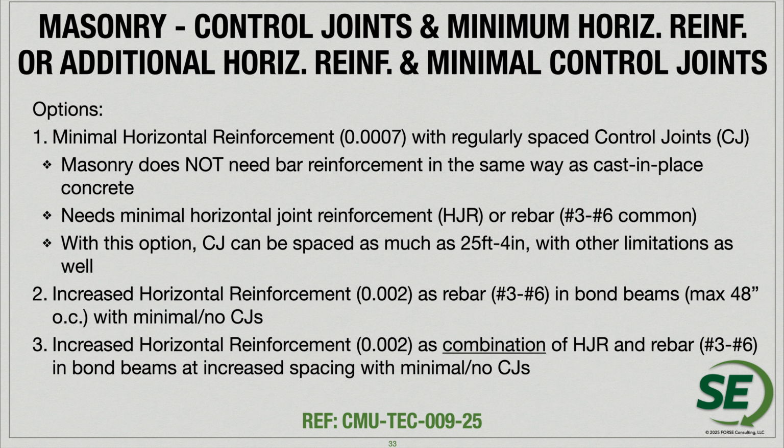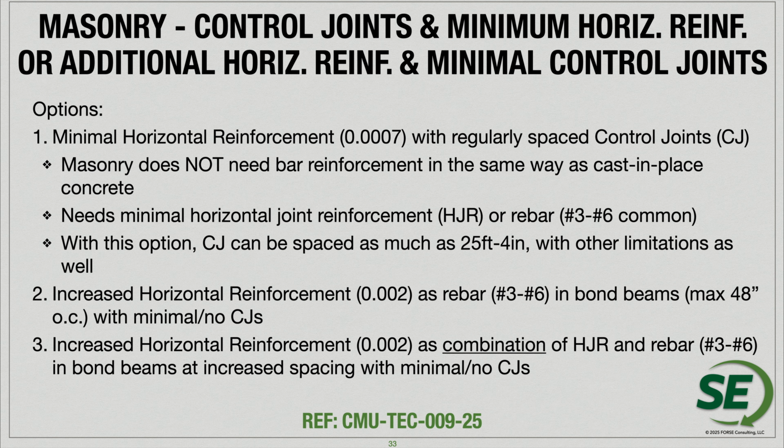And if you use a light amount of reinforcement, the 0.0007 area of steel to area of concrete masonry, you can see that you place regular control joints at maybe around 25'4" or 1.5 times the height of the wall. There are other limitations and reasons for adding control joints, maybe differential supports, and so on and so forth.